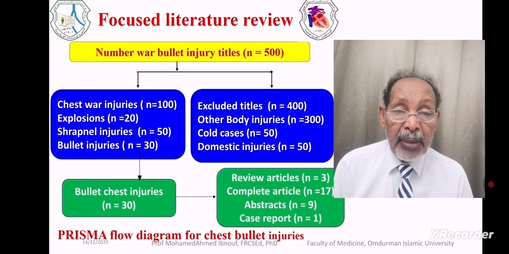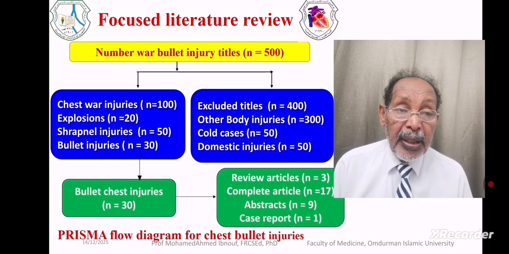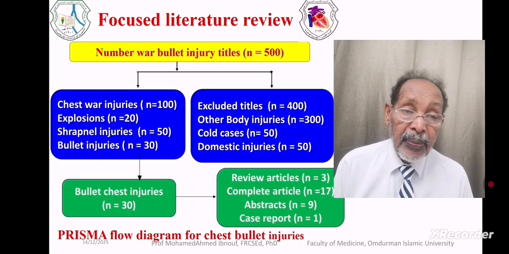We are going to eliminate them. Remaining 80. And we found 50 articles on shrapnels. We do not want shrapnels. We want only bullet injuries to the chest. We exclude 50. We will remain with 30.